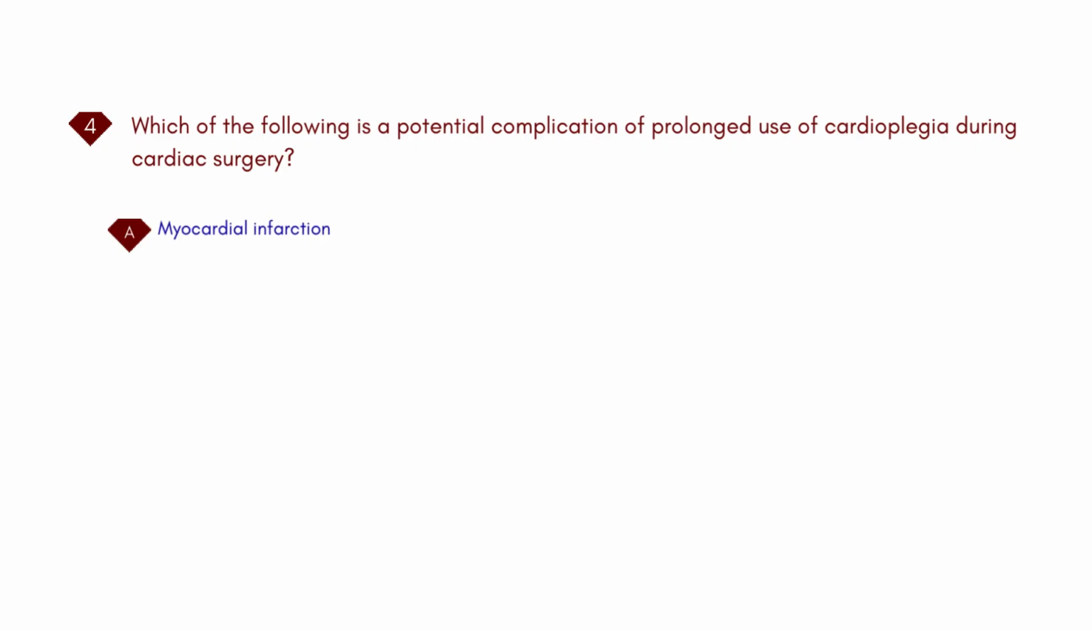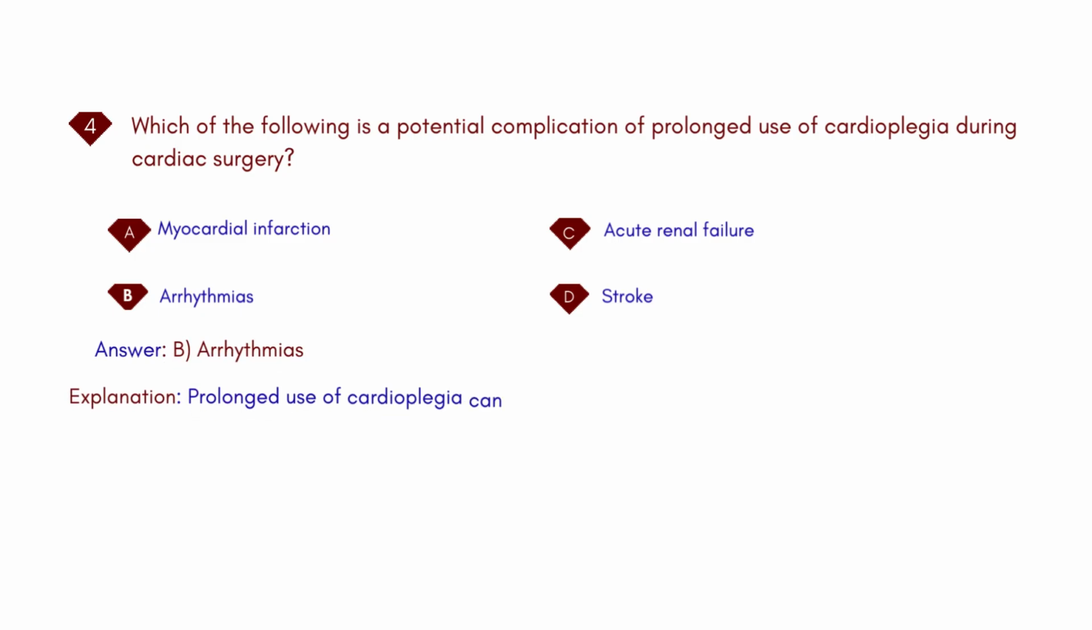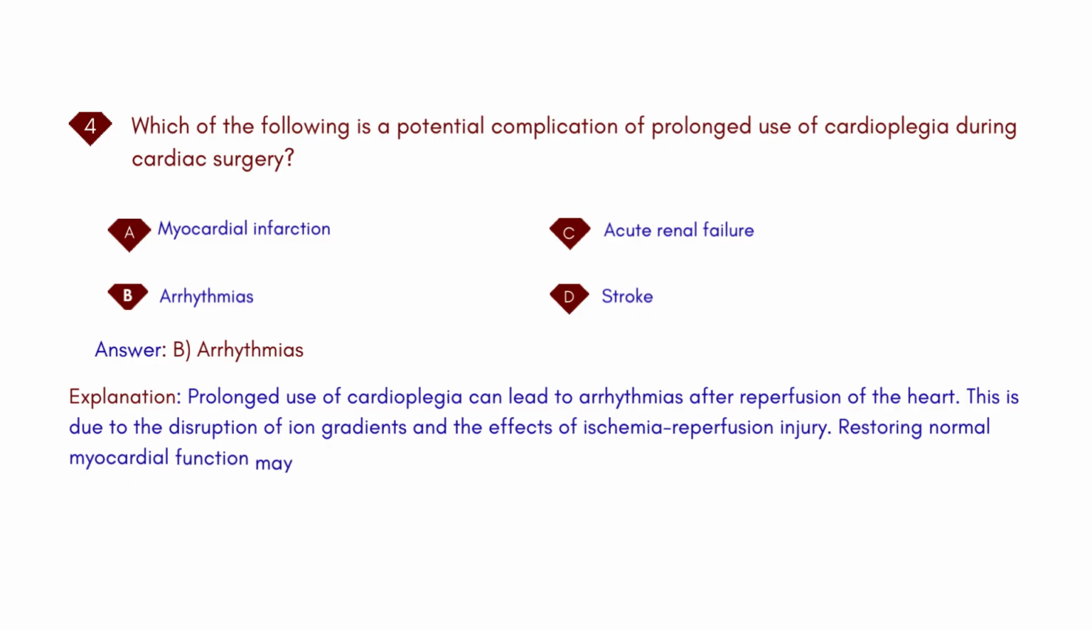Which of the following is a potential complication of prolonged use of cardioplegia during cardiac surgery? A. Myocardial infarction. B. Arrhythmias. C. Acute renal failure. D. Stroke. Answer: B. Arrhythmias.